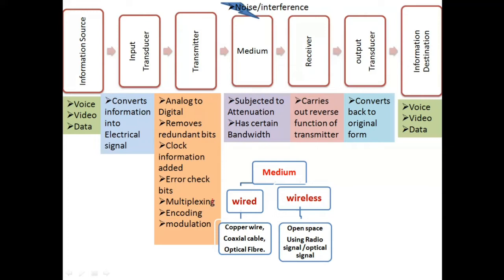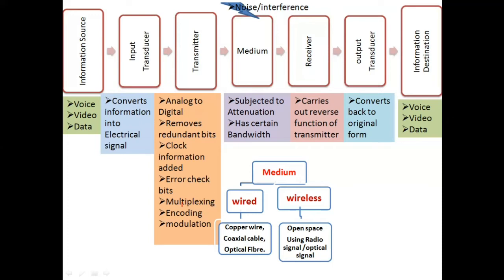Another process that will be required in the transmitter is multiplexing. What is multiplexing? We cannot use a separate medium for each user, so more than one user's information will be sent in a single common medium. For that process, we go for multiplexing. There are different types of multiplexing. Usually for digital signals we go for time division multiplexing. Another type, usually used for analog signals, is frequency division multiplexing.